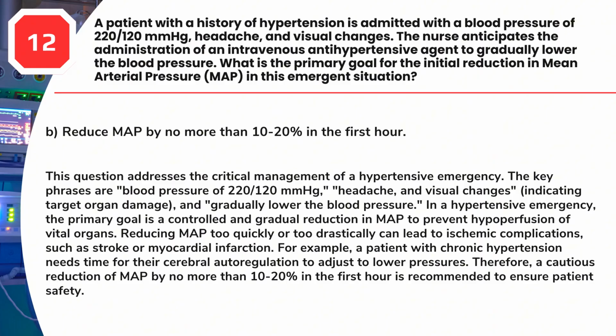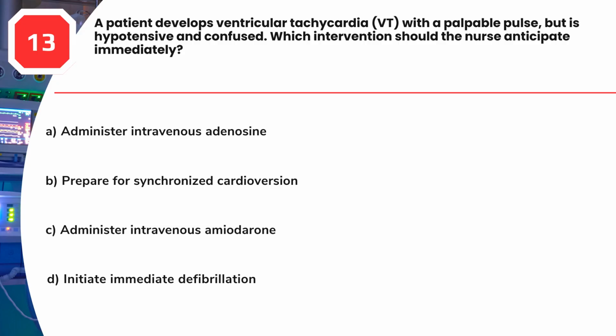hypoperfusion of vital organs. Reducing MAP too quickly or too drastically can lead to ischemic complications, such as stroke or myocardial infarction. For example, a patient with chronic hypertension needs time for their cerebral autoregulation to adjust to lower pressures. Therefore, a cautious reduction of MAP by no more than 10 to 20% in the first hour is recommended to ensure patient safety.